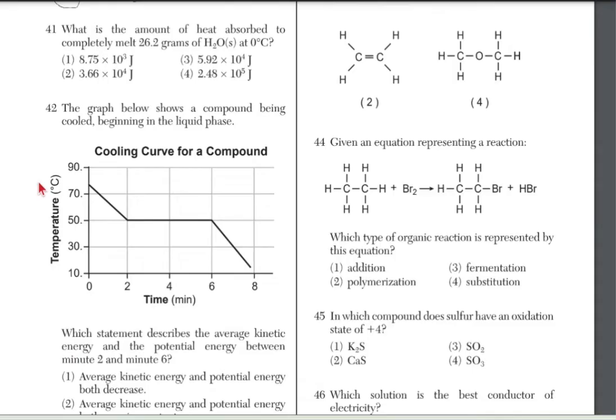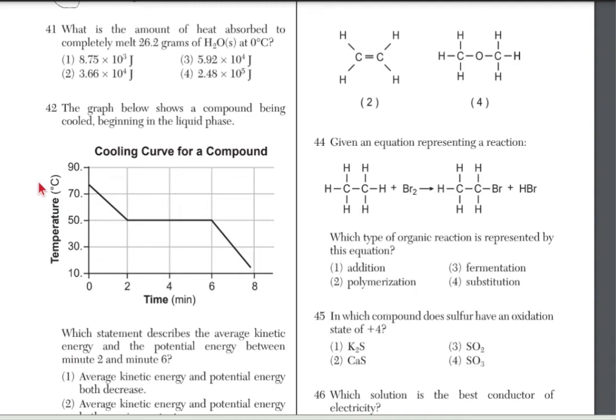What is the amount of heat absorbed to completely melt 26.2 grams of H2O at 0 degrees Celsius? To solve this question, you have to turn to the back page of the reference table and look at the equation Q equals mHf. The heat of fusion applies when something is freezing or melting, and the heat of vaporization is used when something is vaporizing or condensing.